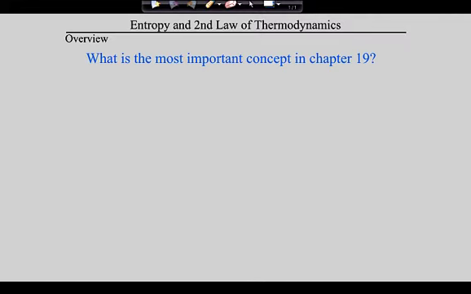Okay, so again, the question is, what is the most important concept in chapter 19? Guesses are fine, but you're going to have to leave me the right to say no. What do you think, Catherine? Is it entropy? It's not. Entropy is a part of it, but entropy is big, it's not the most important thing in the chapter. Go ahead. It's spontaneity.